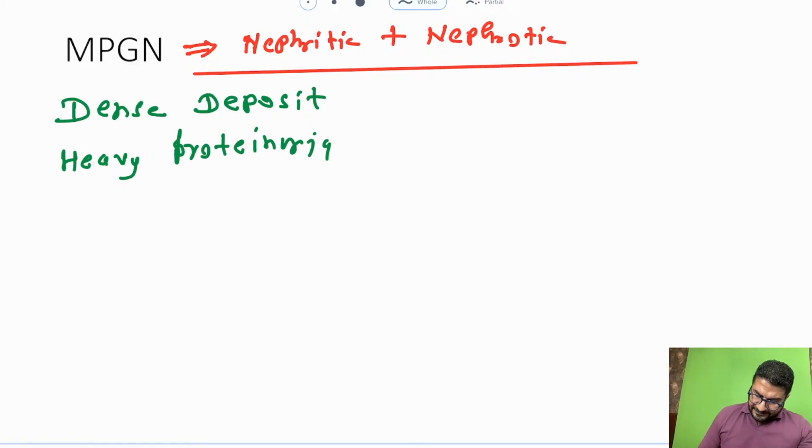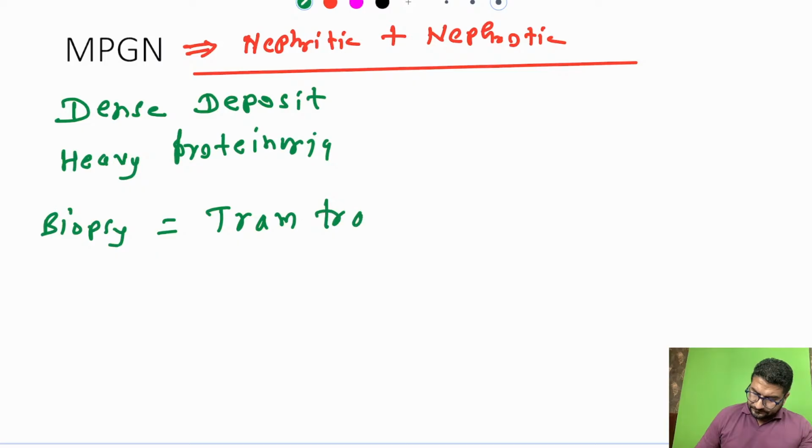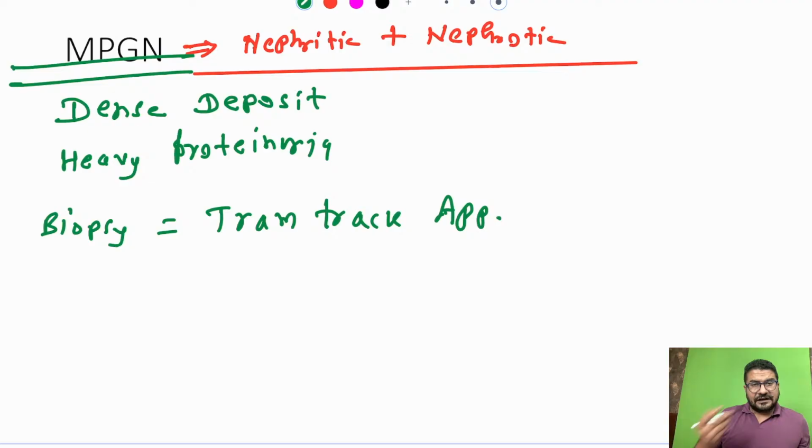But in exam what they ask you, जब आप biopsy करोगे, whenever you do biopsy, in biopsy you will find tram track appearance. And remember, MPGN and MGN both are associated with infection. So there is a classical association with autoimmune diseases, some chronic inflammation like hepatitis C.